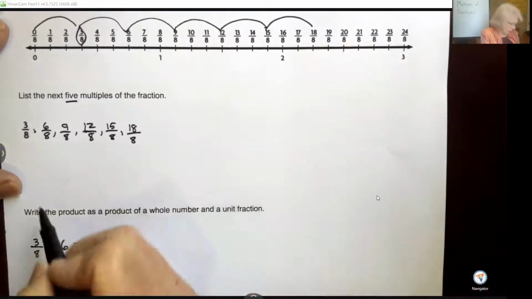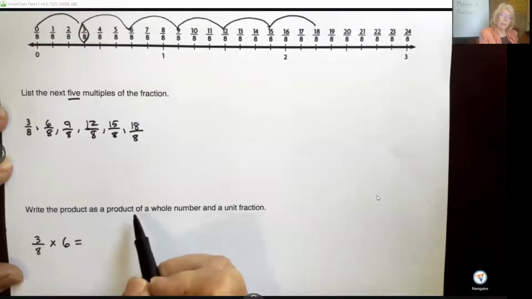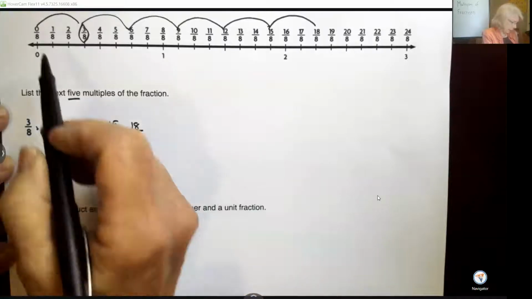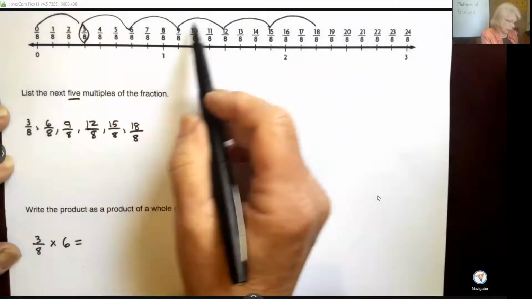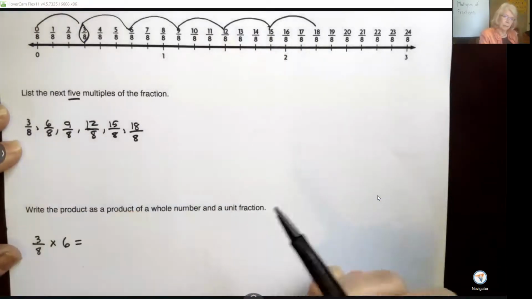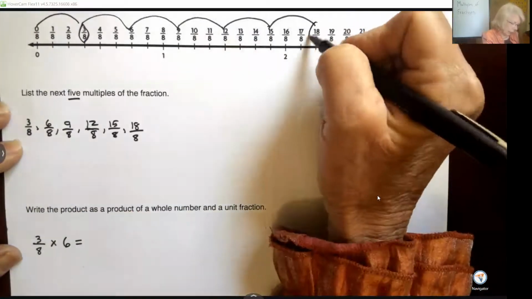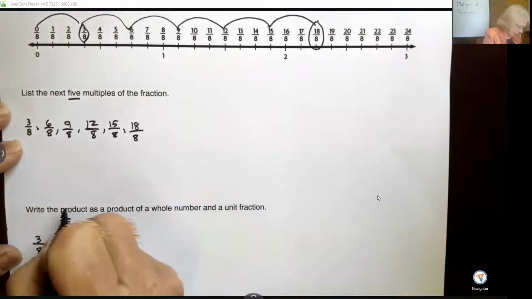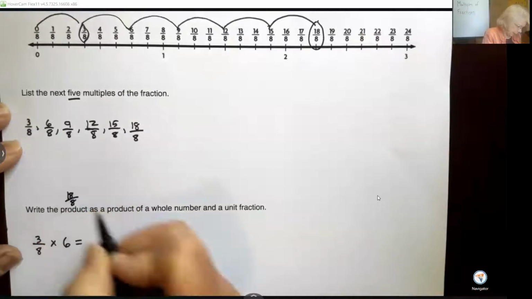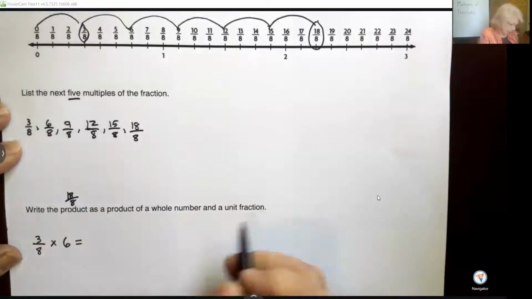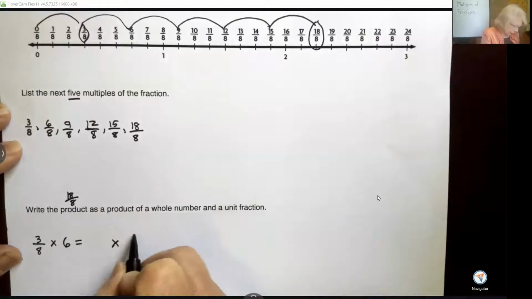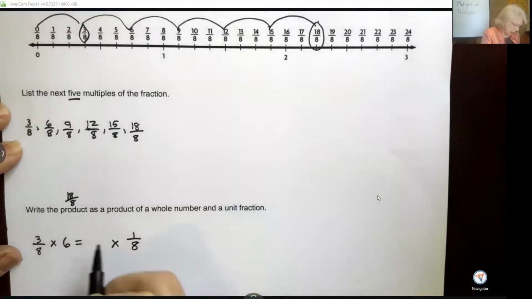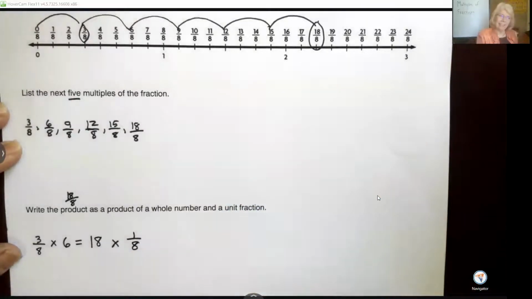So our last part, write the product as a product of the whole number and a unit fraction. So this is what we did up here, is we did 3/8, a total of 6 times, including the first one, and we got to 18/8. And that's what we need to write as a product of a whole number and the unit fraction. So the unit fraction is 1/8, and to get 18/8, we multiply it 18 times.